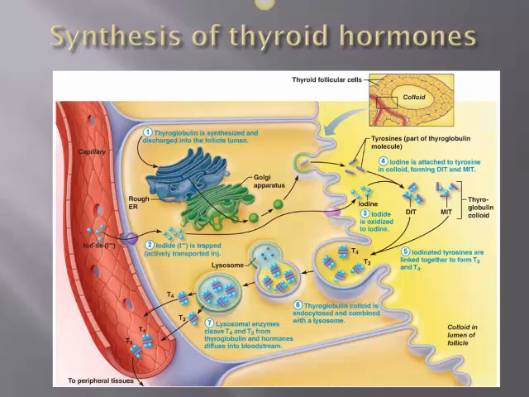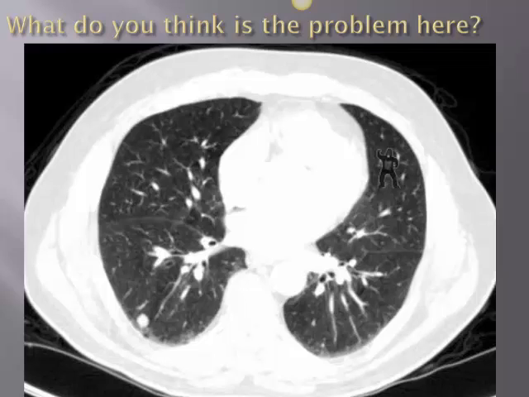And in certain parts of the country, earlier on, now we have iodinated salt, but in certain parts of the country, they used to call this the goiter belt. When people did not have enough iodine in their diet, they would end up with a condition known as goiter. So let's see if you can tell. What do you think is the problem with this person?